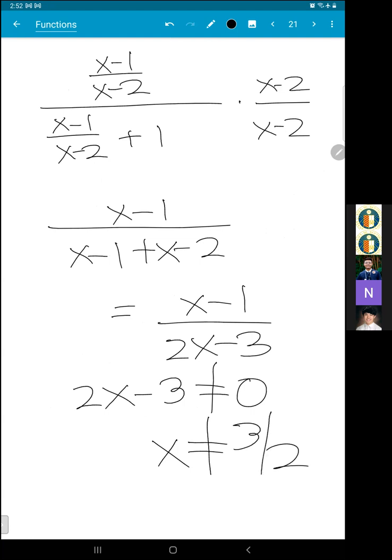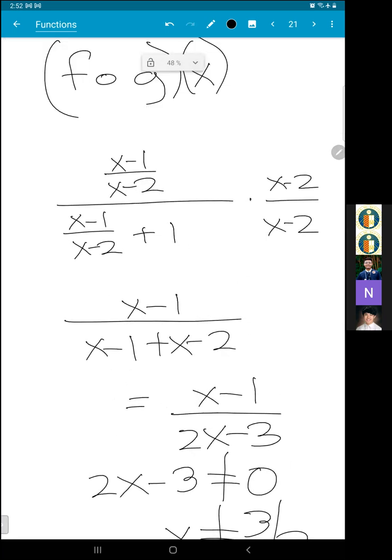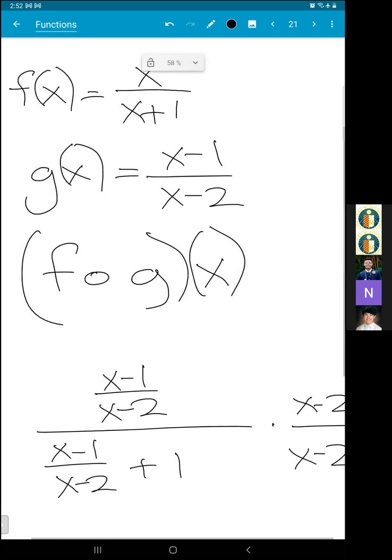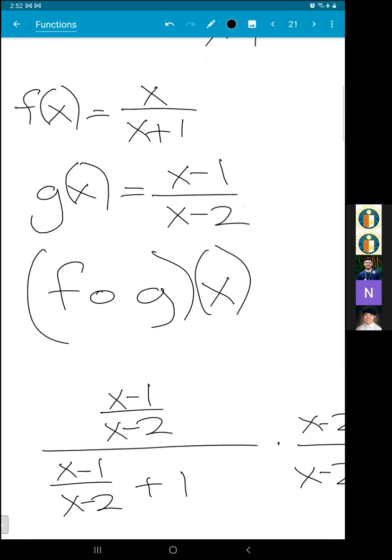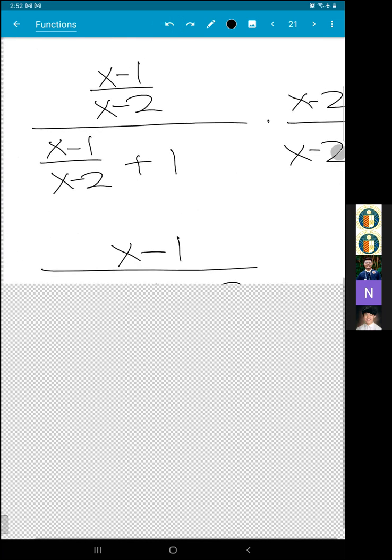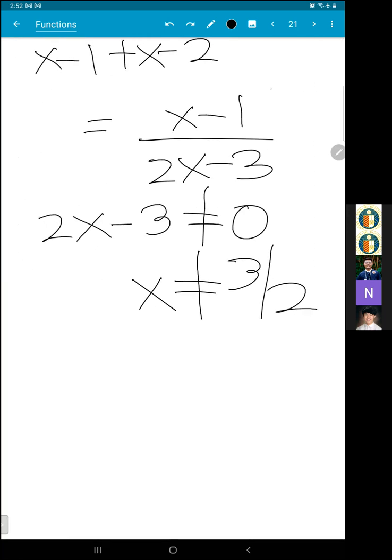Okay, that's only for the composition. But again, since it's a composition, the inner function must first be defined, so you know you have to exclude 2, which is not evident from the final expression here. So domain is set of all real numbers X such that X is not equal to 2 and 3 halves.